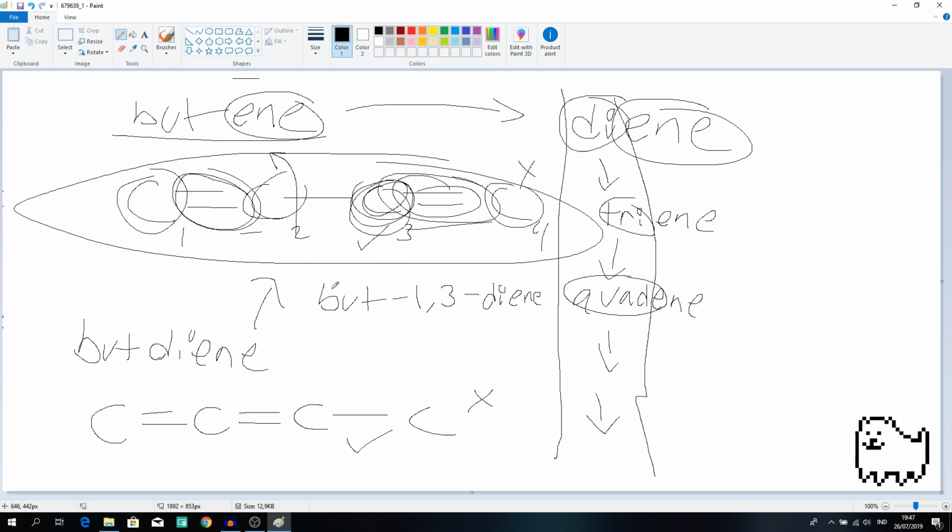Again, what does this mean? But 4 carbons, diene, 2 double bonds. One of them is in the first carbon over here, and the other one is in the third carbon over here.